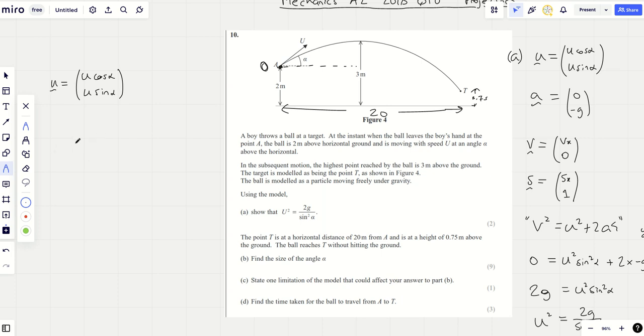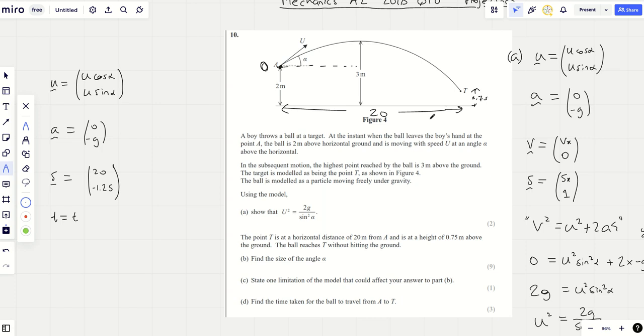Now, V, I don't know V here. I do know A is 0 minus g. That's always a nice one to write down. I also know the displacement here, because the displacement is going to be 20 across and then minus 1.25 down. And I'm just going to write down t equals t.